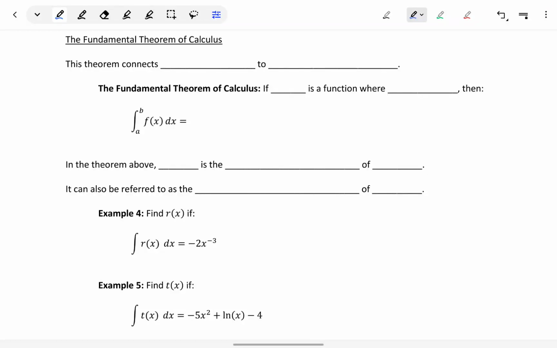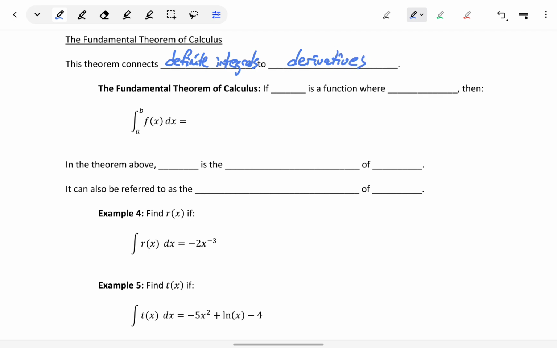The fundamental theorem of calculus is a very important sounding name. It is a very important theorem. It connects the idea of definite integrals and just integrals or integration in general back to derivatives, which has been our topic for most of this semester.